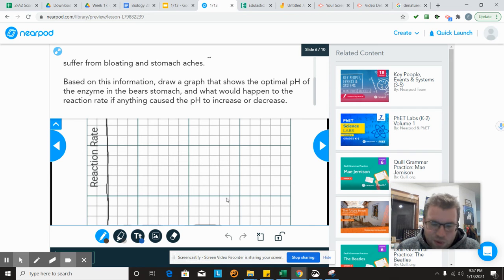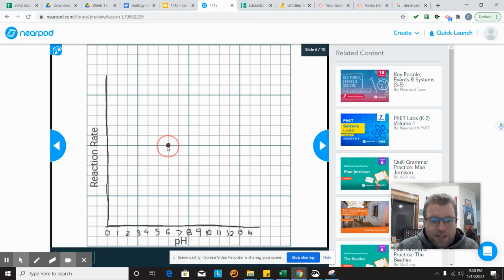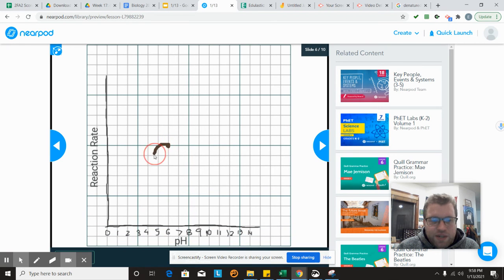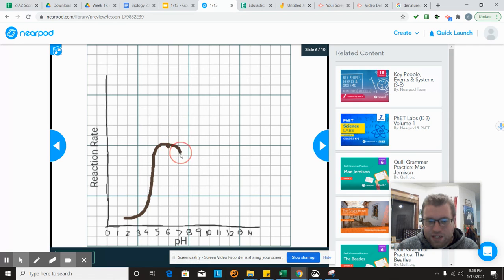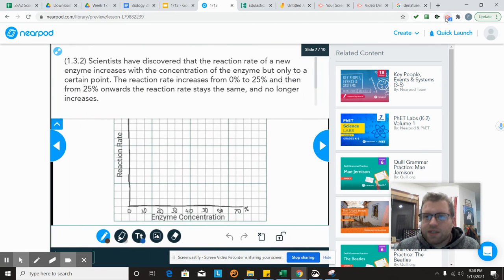So the optimal pH is at 6, like it says. As we see here, we have our optimal pH of 6 right here. This is the best spot, at an optimal pH of 6. And if we decrease the pH, the reaction rate decreases for the enzyme, right? It's not going to work as well. The bear's going to get an upset stomach, bloating. It's not going to be able to digest stuff as effectively. It's going to drop off on this other side as well, right? That's the main thing right there with our reaction rate. Now let me just do one quick check right here.